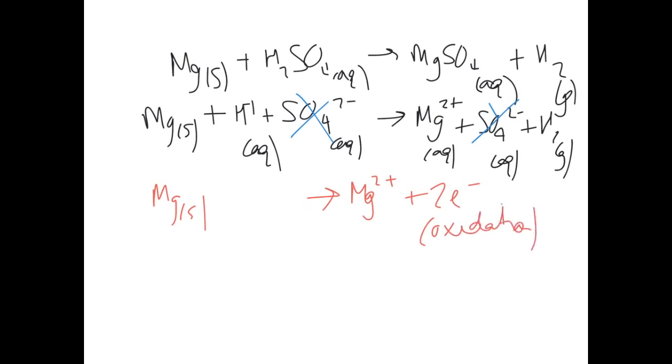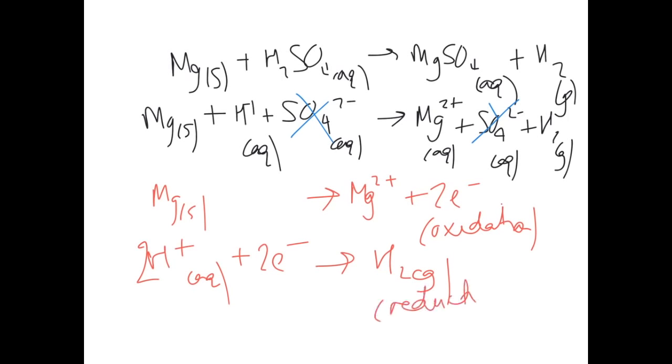And then let's do the same for the hydrogen. It's going from H+ aqueous to forming H2 gas. Again, make it neutral. Be careful, because it's diatomic, we need 2H+ up here, which means we need 2e-. Because we're adding electrons, we know that this is a reduction. Because remember, OIL RIG: oxidation is loss of electrons, reduction is gain of electrons.